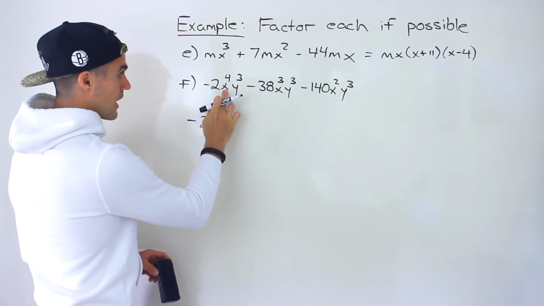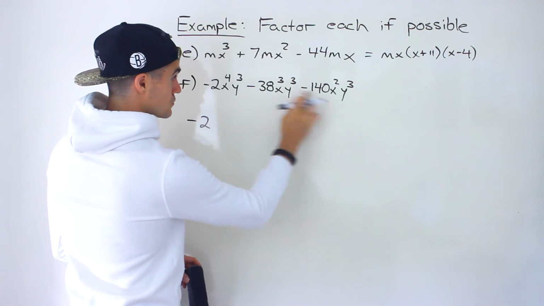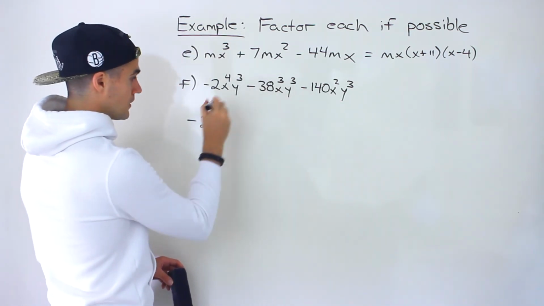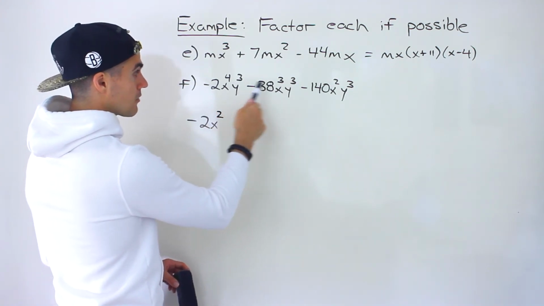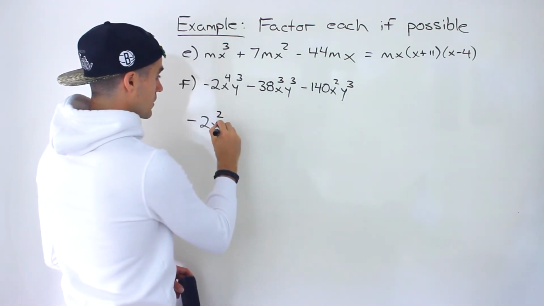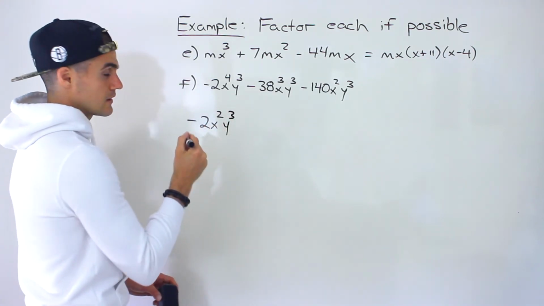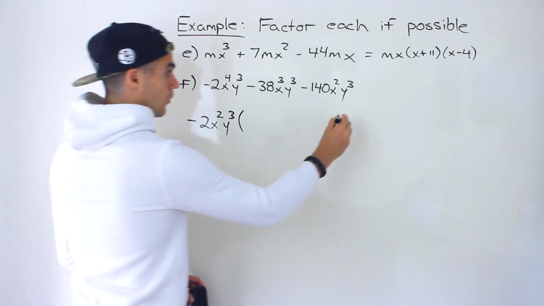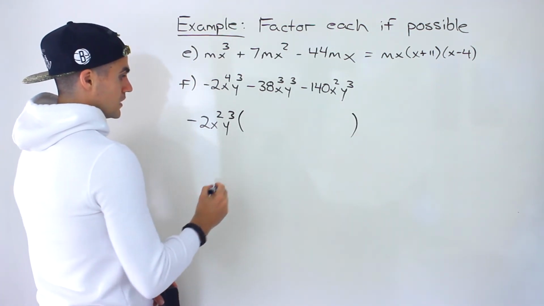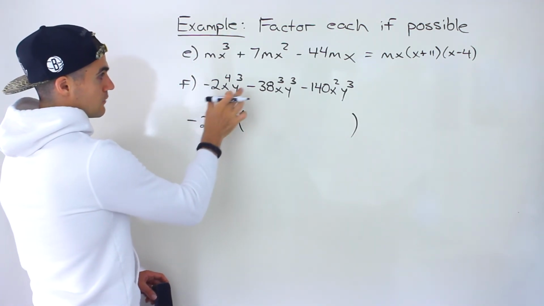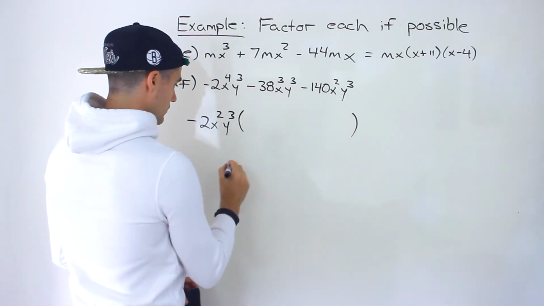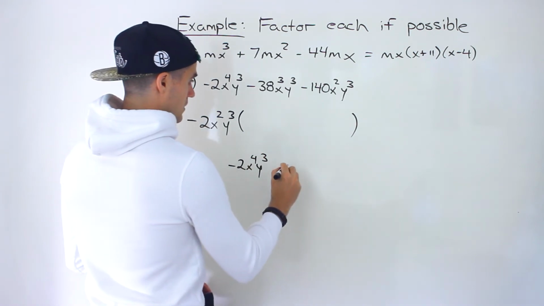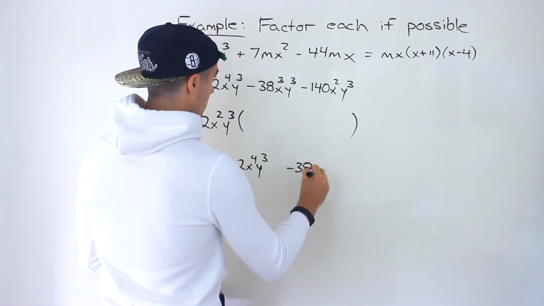Let's look at the variables. We got x to the 4, x to the 3, x to the 2. So it contains an x in all the expressions. We could take out the one with the lowest exponent, which is x to the 2. And we got y to the 3, y to the 3, y to the 3. So we could just take out a y to the 3. That's common in all of them. Right? Now, what are we going to be left with? So because we're taking out a negative here, I'd recommend writing out the signs for all these expressions when you're going to divide by that greatest common factor, because basically all of the signs are going to change.